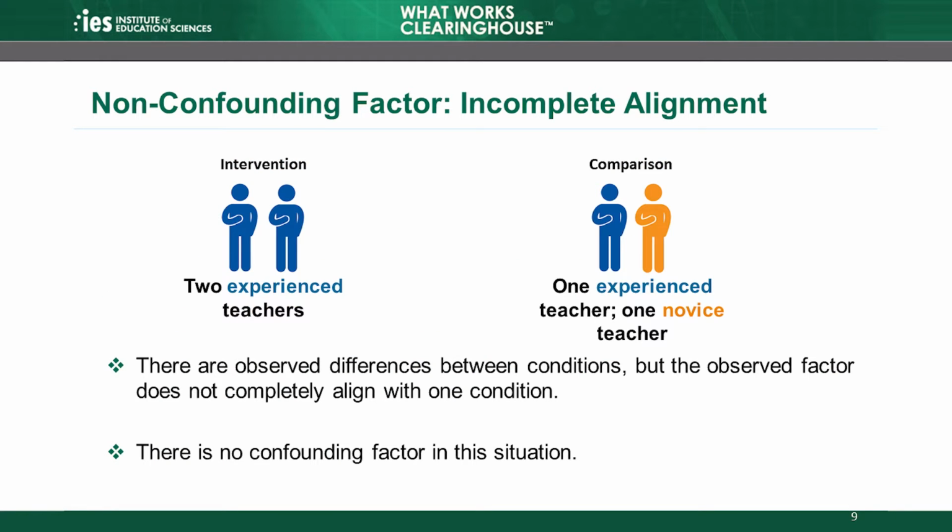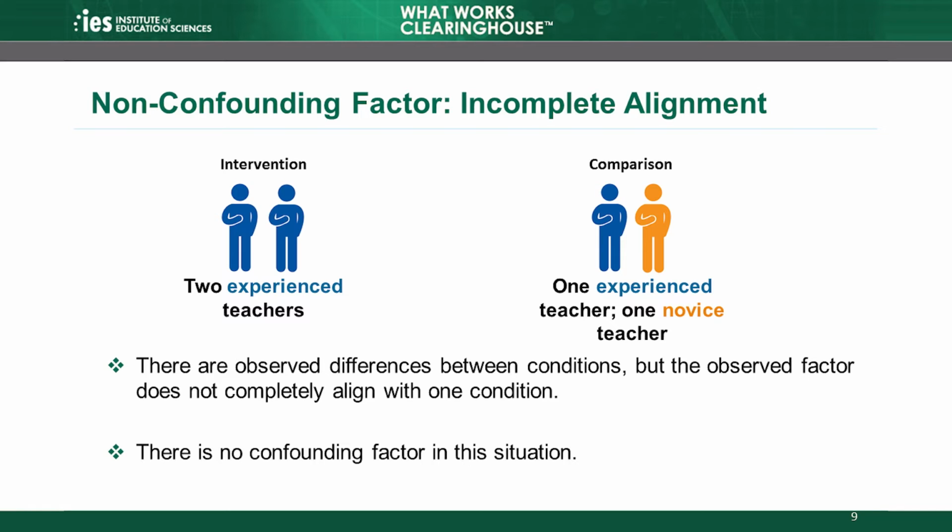Here is another example in which an observed factor does not align completely with one of the study conditions. Let's consider a study in which the teachers in the intervention and comparison groups have different levels of experience. A study assigns 4 teachers and their classrooms to implement or not implement a new math curriculum. Both teachers in the intervention group have extensive teaching experience. One of the teachers in the comparison group is also experienced, but the other comparison teacher is a novice. Is experience or novice status a confounding factor in this example?